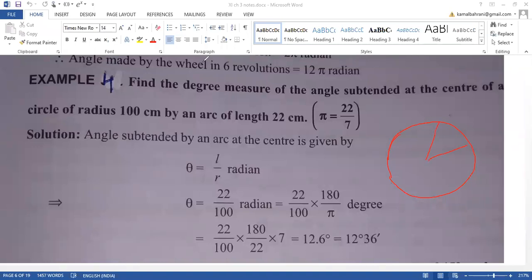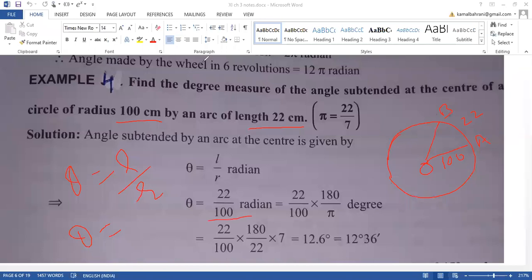Now your arc length is what? This is O, center of the circle, A, B. This arc length is 22 centimeter. This radius is 100. Now you know the relation theta is equal to L upon R. The radius is in centimeter and the length of the arc is also in centimeter. I told you both the things should be in centimeter. Now what are you going to get? Theta is equal to 22 by 100.